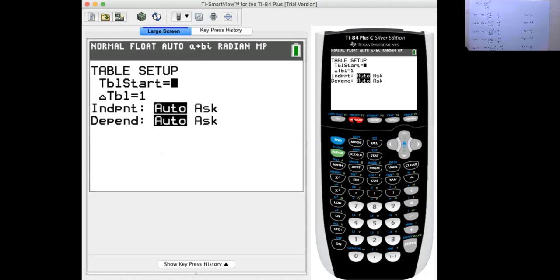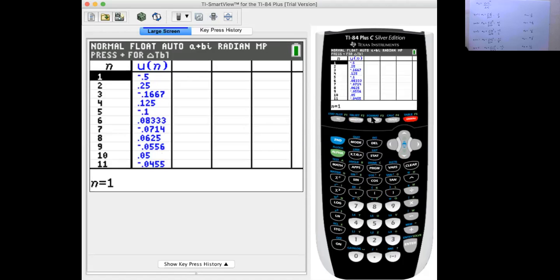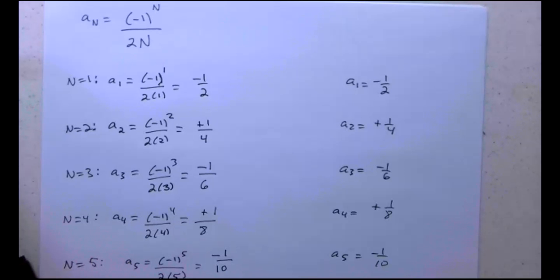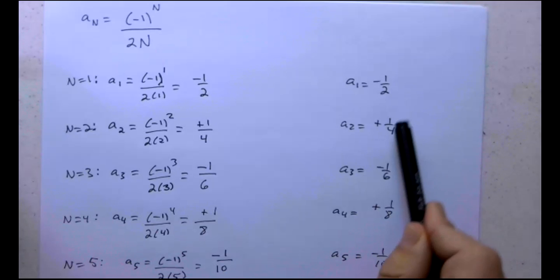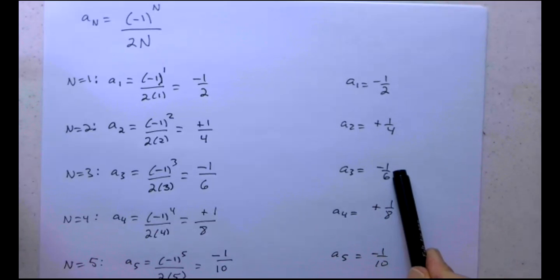And I could go to my table, starting at 1, change in table is 1, that looks good. Second table will show us our numbers. And what do we get? -1/2, so -0.5, 0.25, which is a quarter, -0.1667, which is -1/6, 0.125, which is an eighth, -0.1, which is -1/10. Notice those are the same numbers that we had here. a sub 1, -1/2. a sub 2, a quarter, a sub 3, -1/6, a sub 4, an eighth, a sub 5, -1/10.